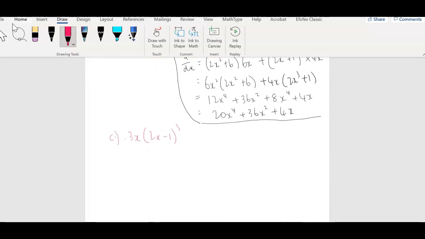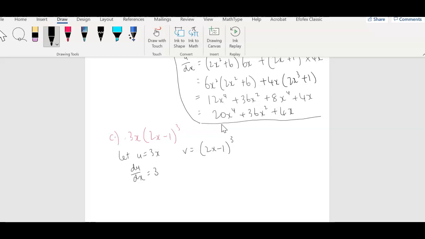Cool. All right, so let u equal 3x and v is equal to 2x minus 1 cubed. All right, so just separating them into 2 parts. So we've got the 3x times the 2x minus 1 to the power of 3. So don't forget that power. So du/dx, easy peasy, it's going to be 3. dv/dx, on the other hand, you're going to have to use the chain rule.